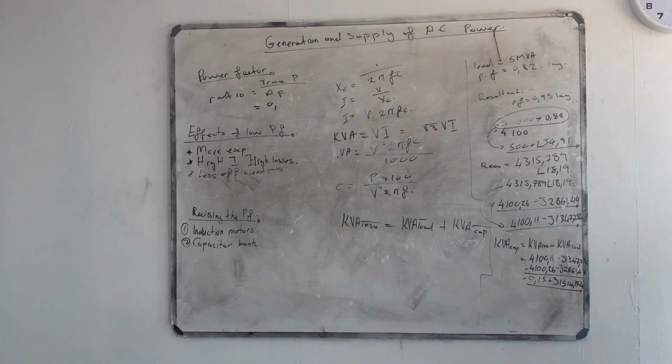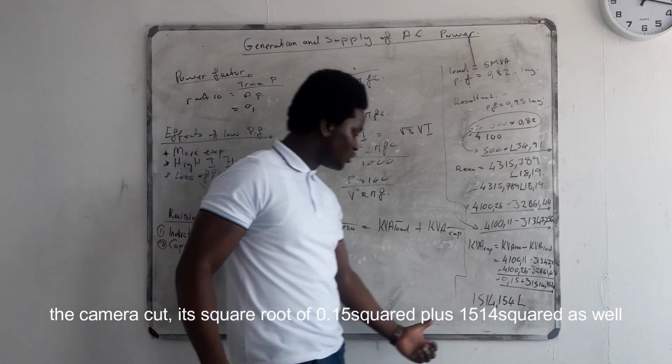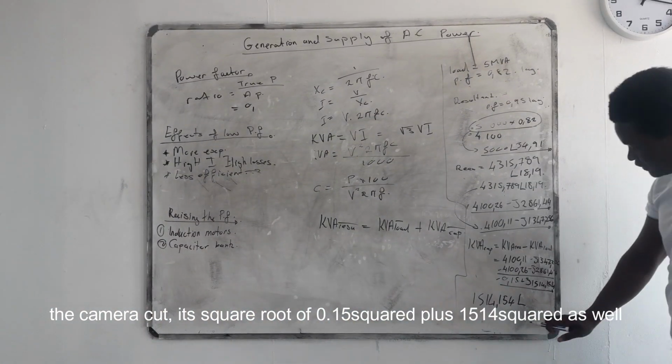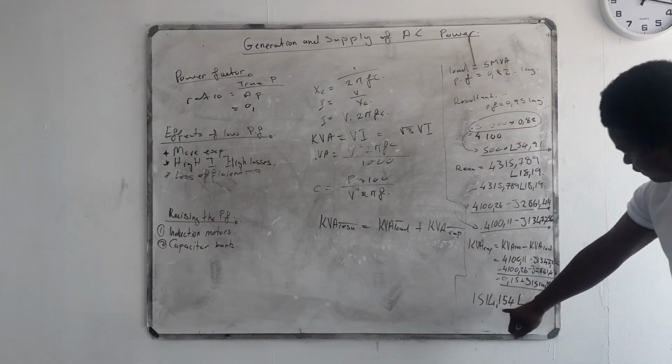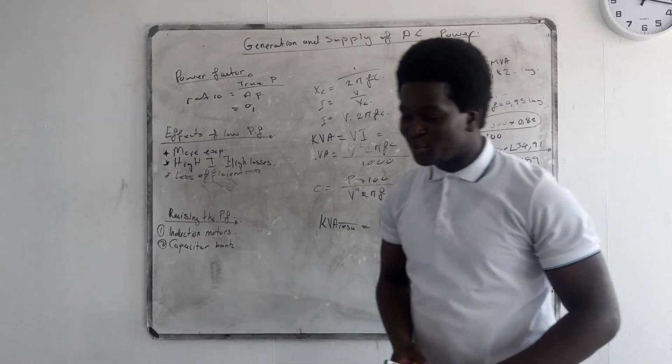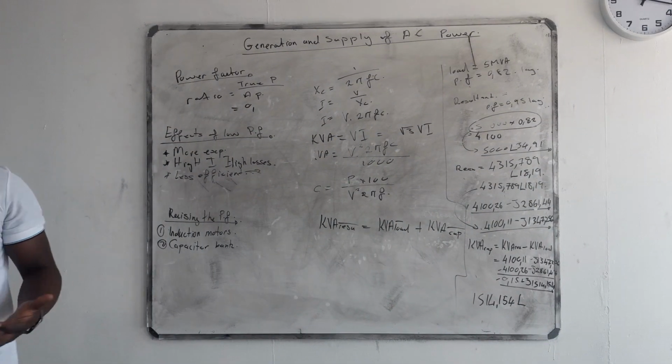So can you say the square root of 0.15 squared plus 1,514.184 squared. This was 1,514.184.